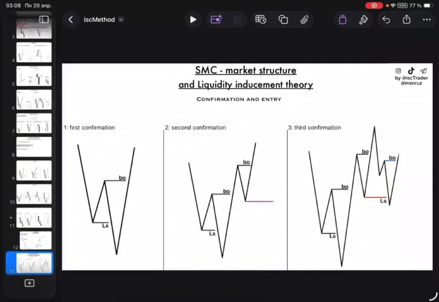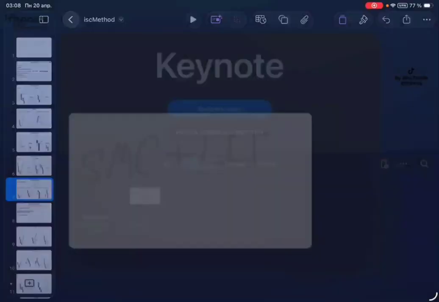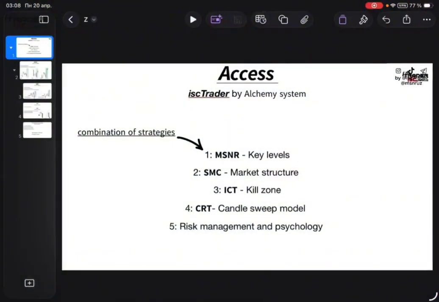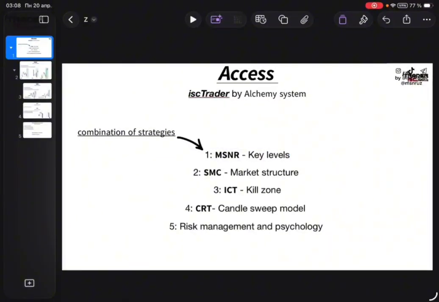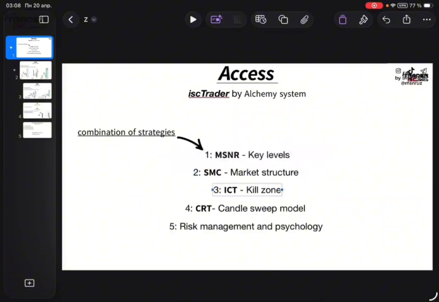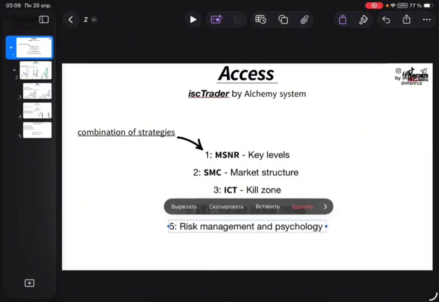Okay, before this we got acquainted with Malaysia SNR. It's all just K level. We've almost finished Malaysia SNR, but we still have things to learn. I will teach them gradually in the next topics. Okay, now we've come to SMC. We will learn the market structure, and then we will learn to work with the ICT key zone, and then CRT, and then risk management and psychology. We will get acquainted with these.